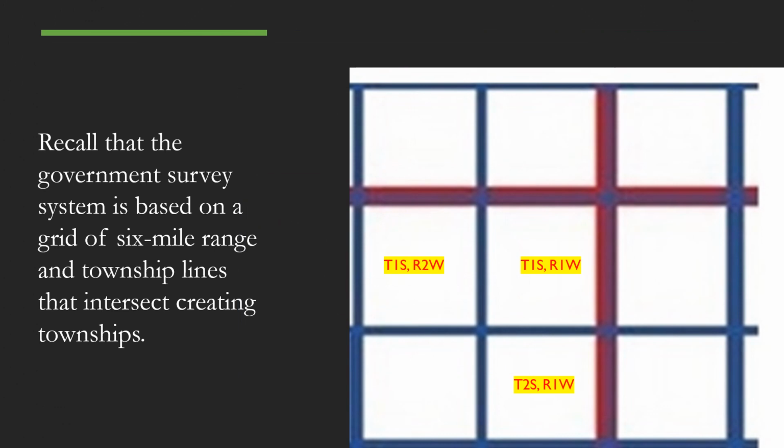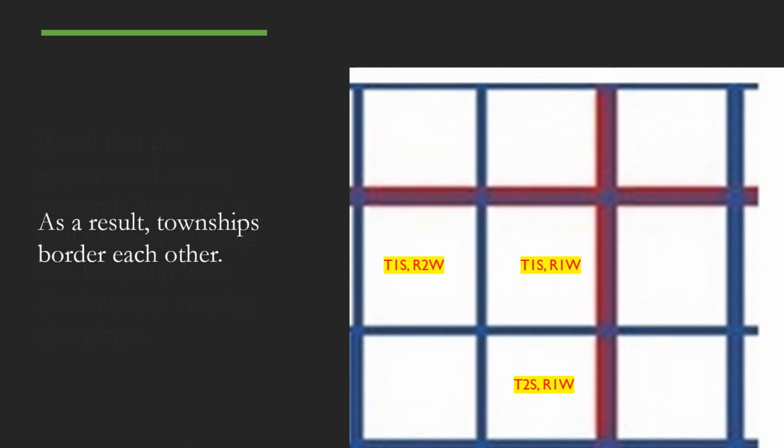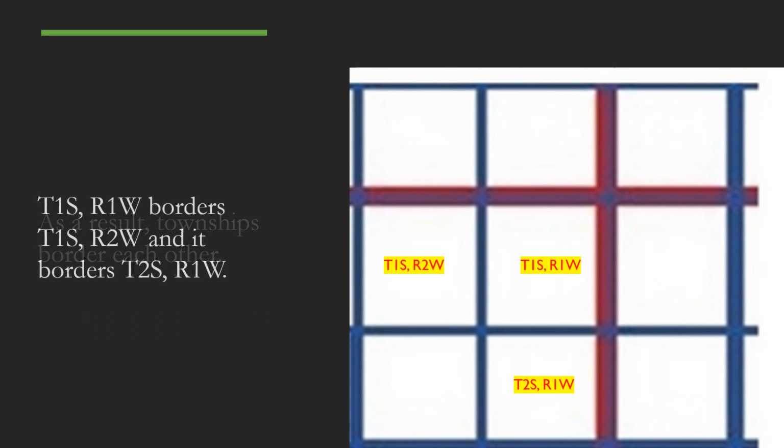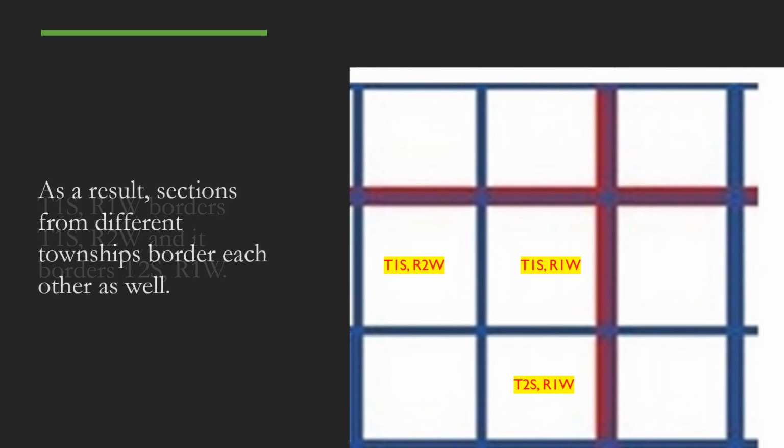Recall that the government survey system is based on a grid of 6-mile range and township lines that intersect, creating townships. As a result, townships border each other. T1S R1W borders T1S R2W, and it borders T2S R1W. As a result, sections from different townships border each other as well.